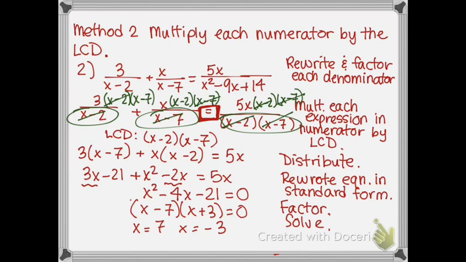Will 7 make any of those denominators 0? Oh yeah, right there. So this guy's extraneous. We can't have a 0 in the denominator. -3 is not. So this one only has one solution. X equals -3 is our solution. So our last step is to check for extraneous solutions.